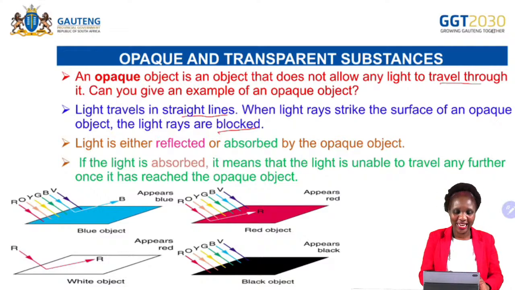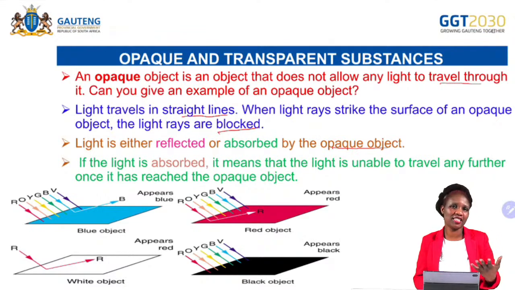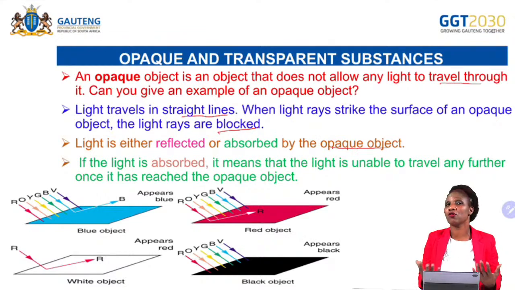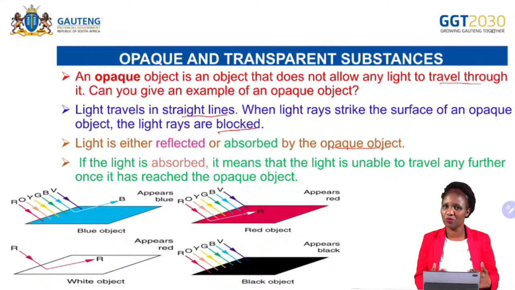And then light is either reflected or absorbed by what? By an opaque object. It is either reflected. For example, we've got a good example of the moon. The moon will reflect light from the what? From the sun. All right? It reflects it. And then in other objects, the light is going to be absorbed.